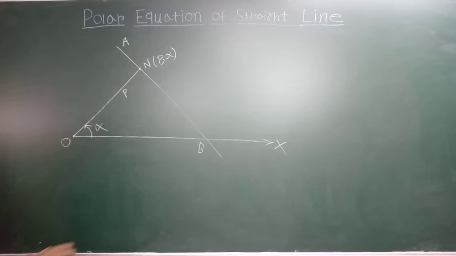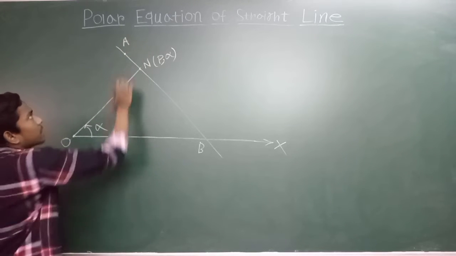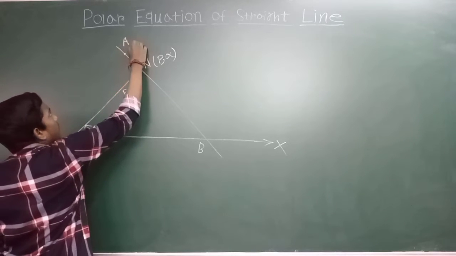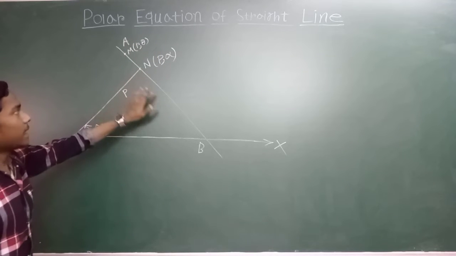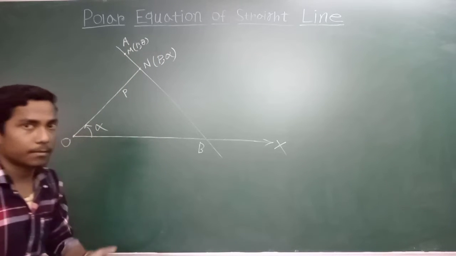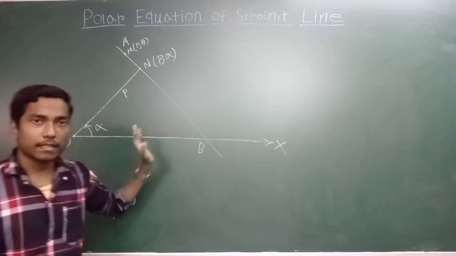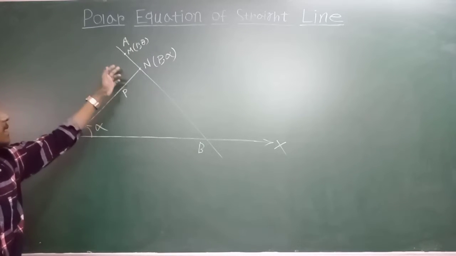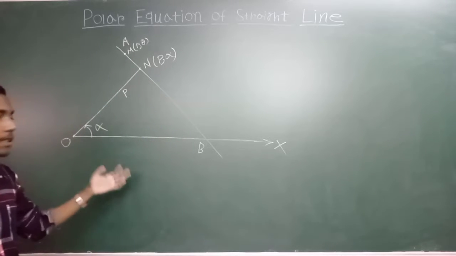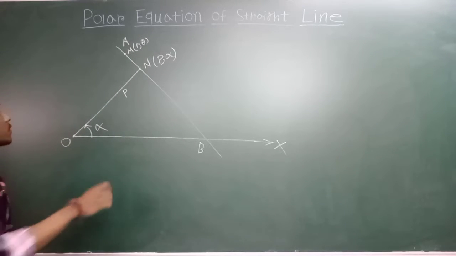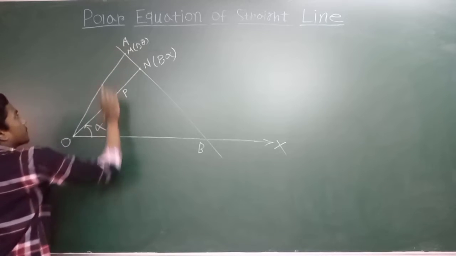So let us first consider an arbitrary point on this straight line, say M (r, theta). You can take this anywhere on this straight line. This is a variable point. Variable point means this point moves along this straight line AB. So if we can find the locus of this point M, then we shall derive the equation of this straight line AB. So we'll first connect this point M to the pole.